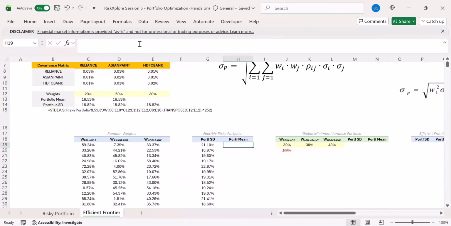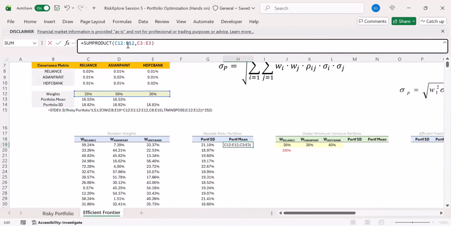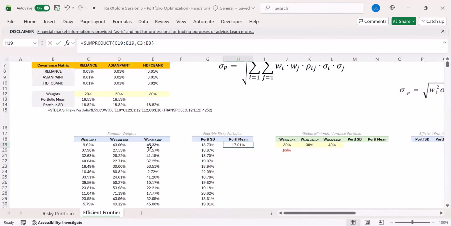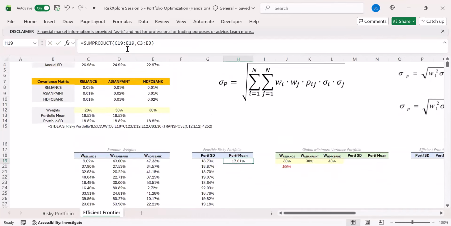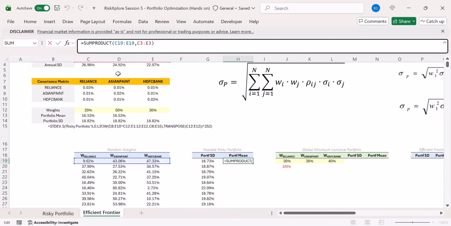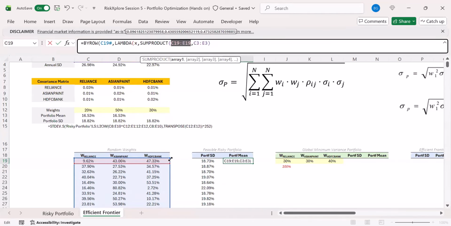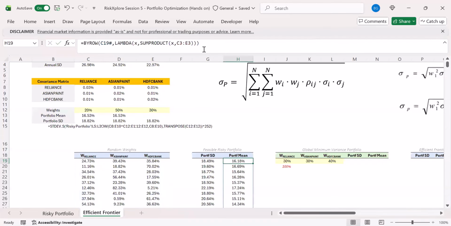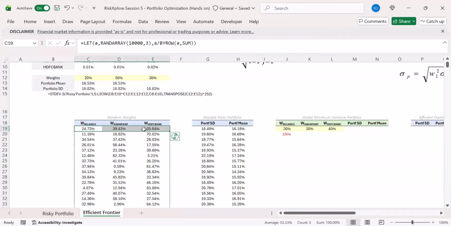Now similarly, we can find out portfolio mean as well. What was the formula for portfolio mean? This is the formula, so let's copy this, come here, and paste that here. Instead of using these static weights, we will refer to these weights here. Press enter. Now we have to again use BYROW in a similar fashion: comma, LAMBDA, x, comma. Instead of referring to these weights here, we have to refer to x. Close the brackets, press enter, and we have portfolio means for each of these randomly generated portfolios.